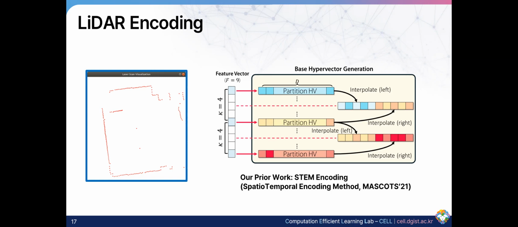For example, if we have 300 inputs around there, then we can say that the first input and the 10th input are really different. Then we can make orthogonal hypervectors for them. We can interpolate those two hypervectors for the middle point data. That's the idea of the use in the encoding.